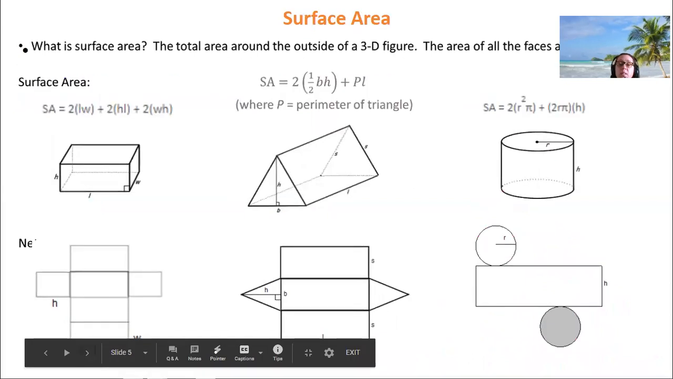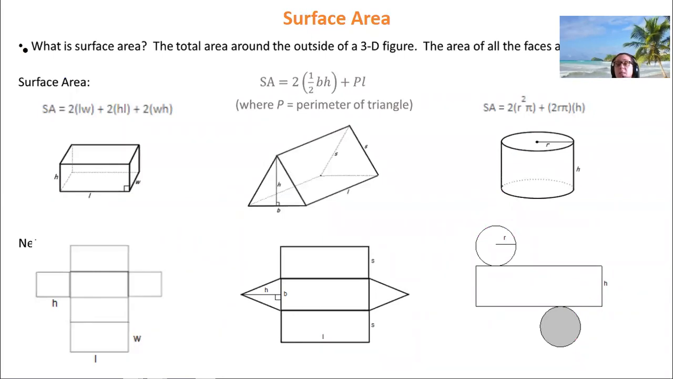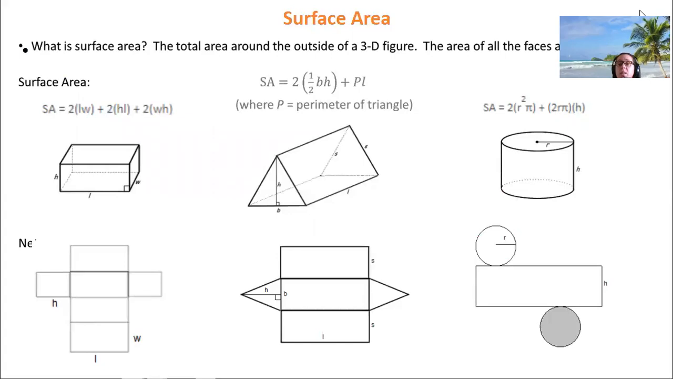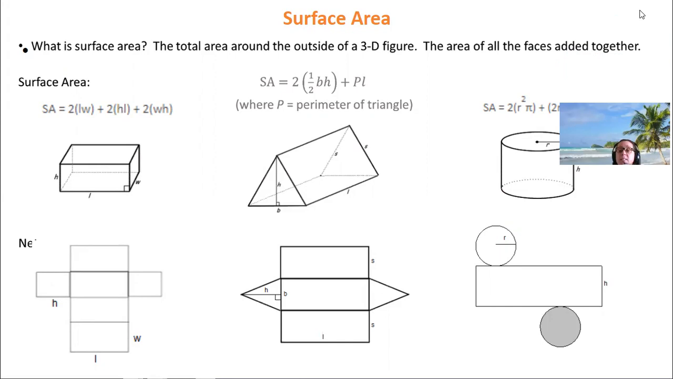Okay. So surface area is when you take the area of each surface and add them all together. The total area outside of a 3D figure, it's the area of all of the faces added together.